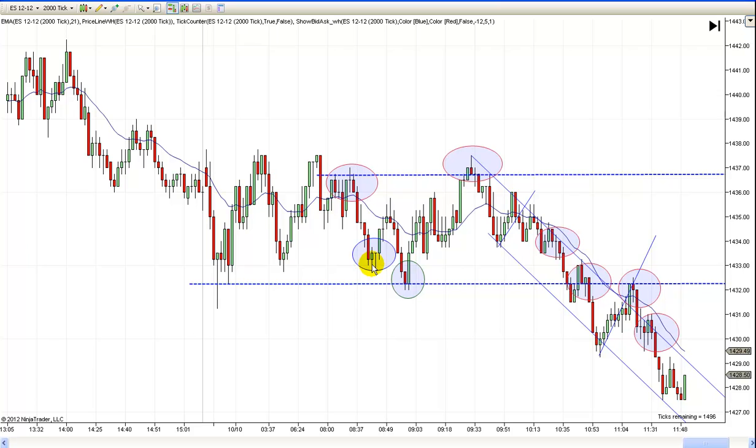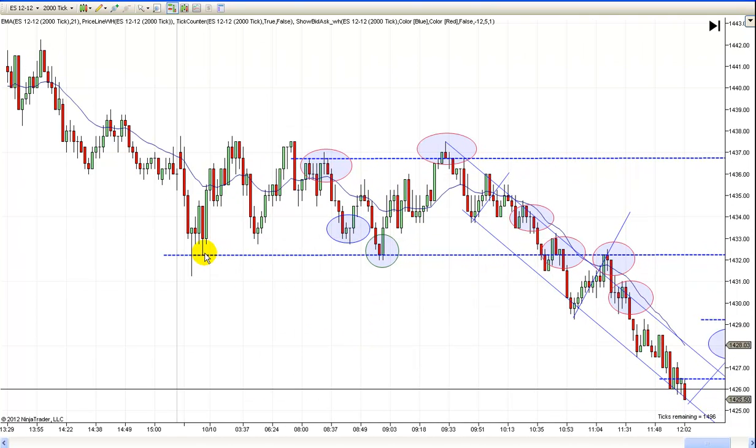Most of the time they work. See how well this one worked? Once you've got two matching bars at a strong low, we ticked one tick lower and then turned up. Here you are again. You've got two bars. It broke lower and then it turns up.